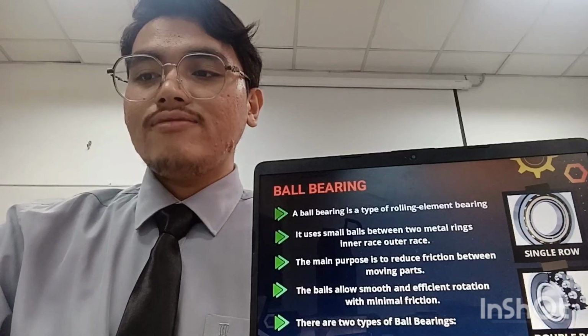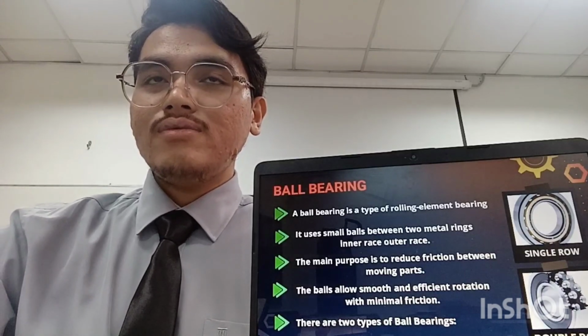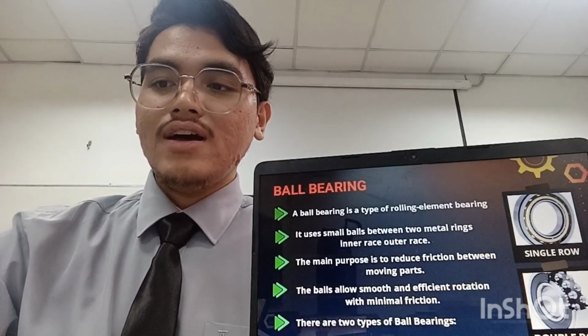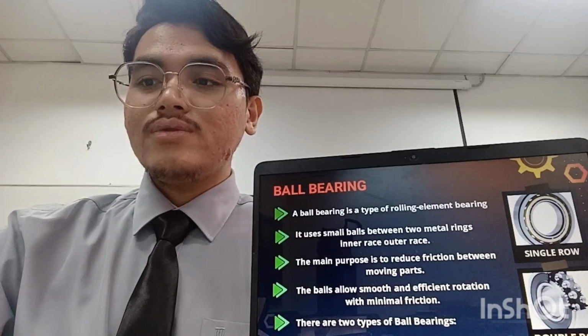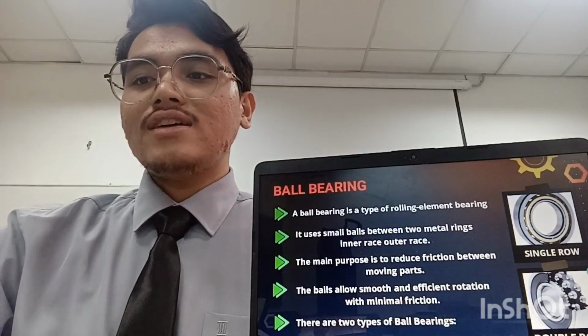There are two types of ball bearing: single row and double row. Single row has only one row of balls, while the double row has two rows of balls. Next, we look inside the ball bearing.